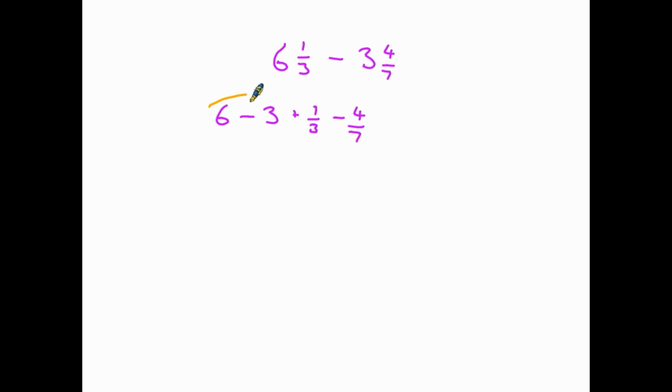Again, let's do the whole numbers first. 6 minus 3 is 3. There's the first part of our answer. So we're now left with 1/3 minus 4/7. Let's change the denominator. 3 times 7 is 21. So those are our common denominators. 3 was multiplied by 7, so we have to multiply the 1 by the 7. 7 was multiplied by the 3, so we have to multiply the 4 by the 3.